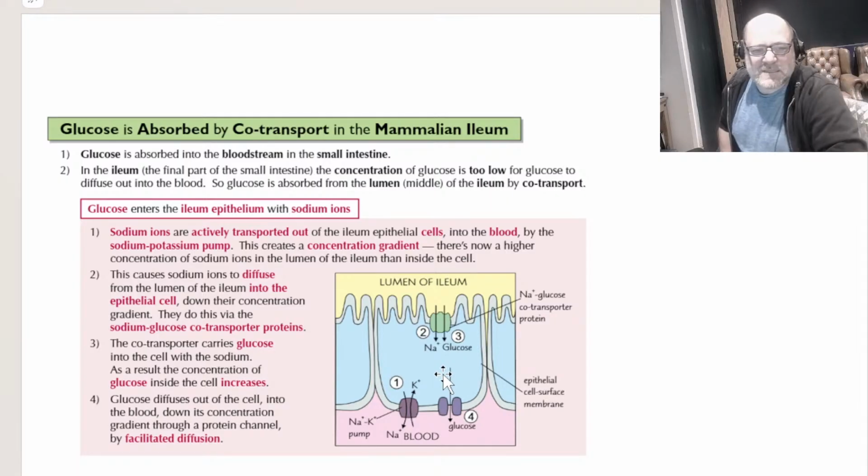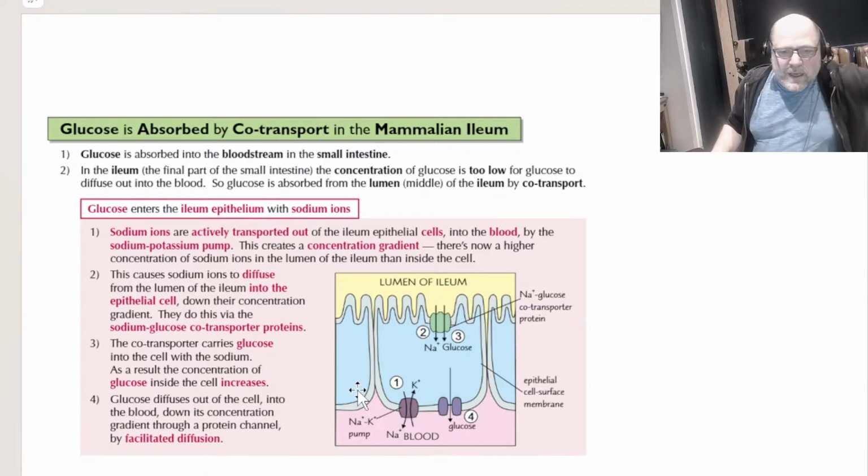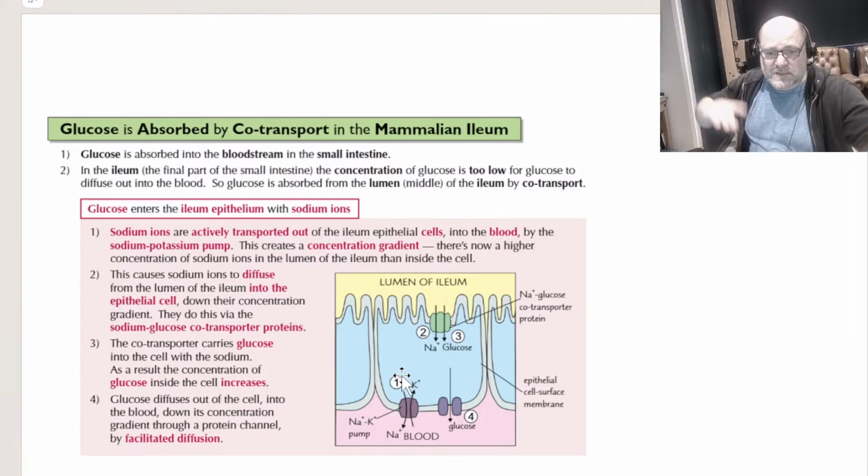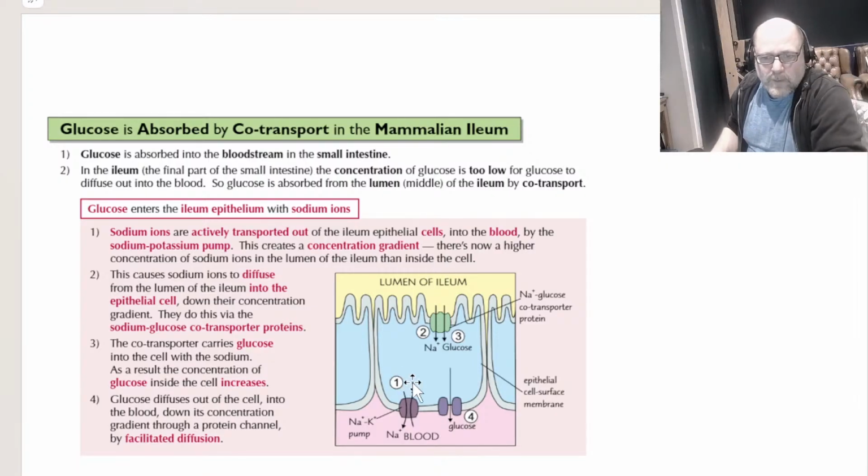Yeah, so the potassium is pumped in. This pump is in your nervous system as well. It works by pumping 3 sodium one way and 2 potassium the other way. That's just the way that pump works.